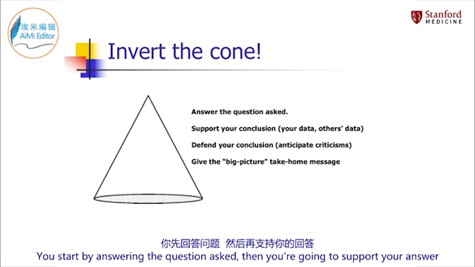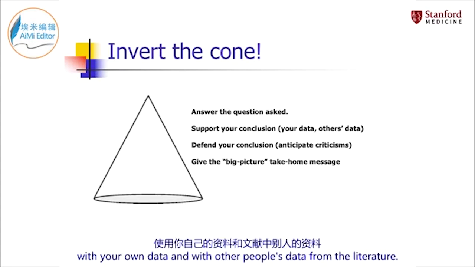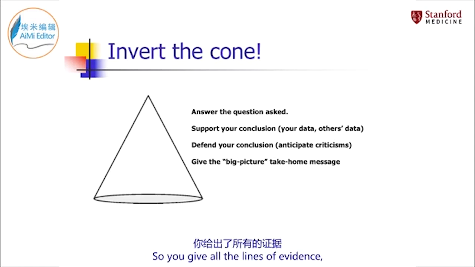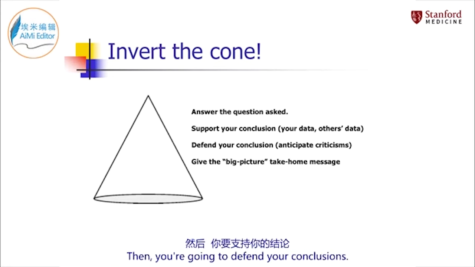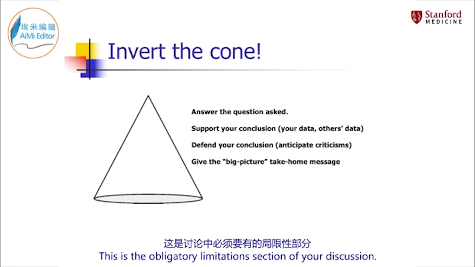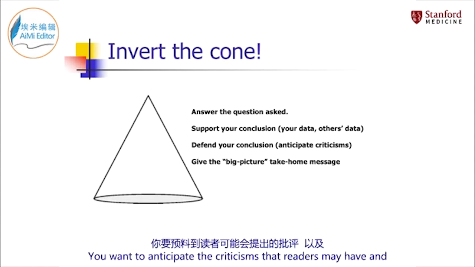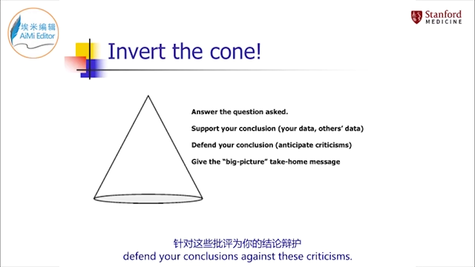You start by answering the question asked. Then you're going to support your answer with your own data and with other people's data from the literature. So you give all the lines of evidence, say how your results fit into the context of the literature. Then you're going to defend your conclusions. This is the obligatory limitations section of your discussion. You want to anticipate the criticisms that readers may have and defend your conclusions against these criticisms.